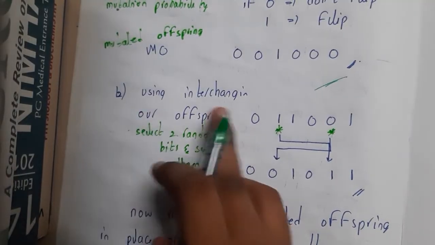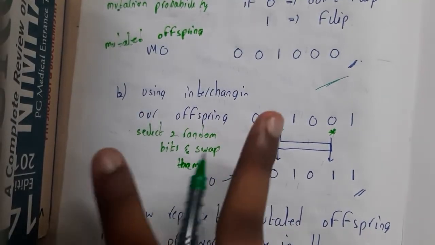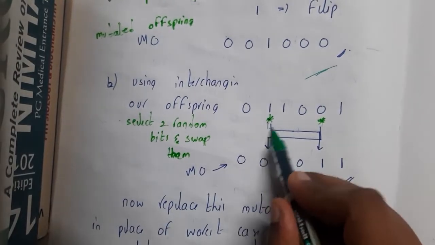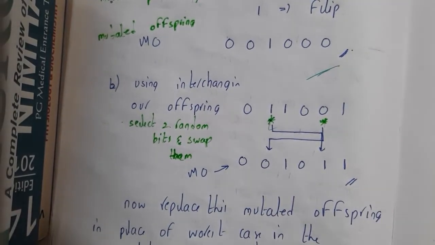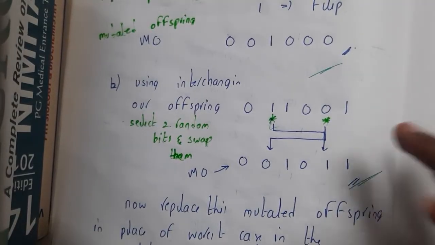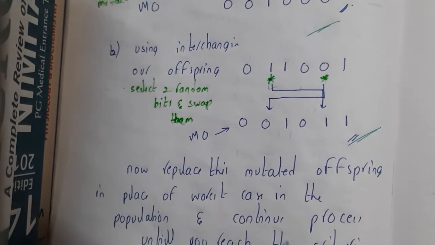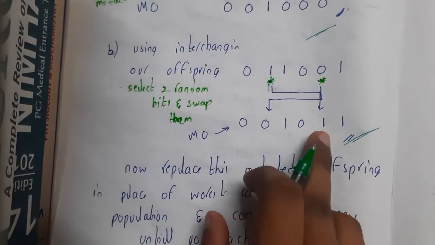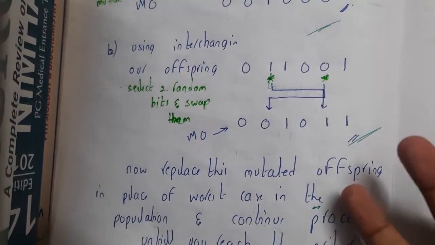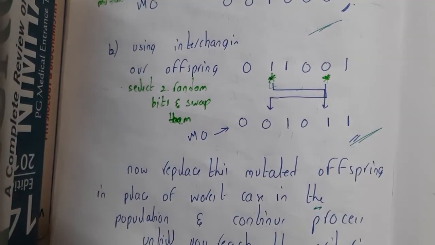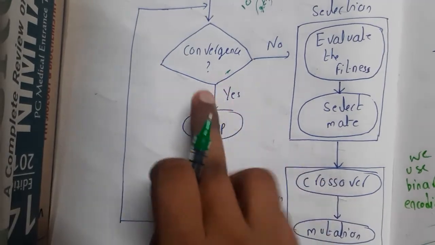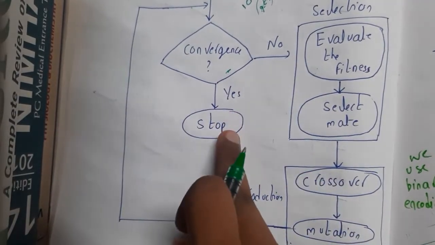Using interchanging is the second way of performing mutation. Here you select two items and interchange their positions. Any way you do it, the final goal is to get the best solution. Now replace the mutated offspring in the worst case. If I got this as the result, I will place it in our population, in the worst place, and replace it. Then you check the criteria again and continue. You will stop whenever you get the final solution.